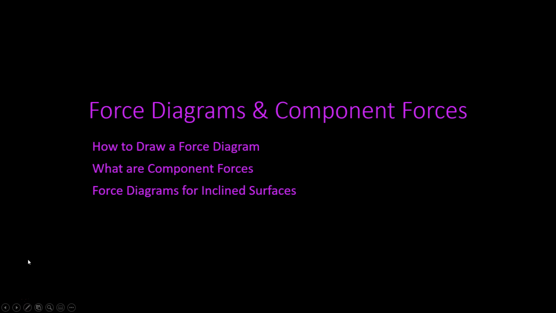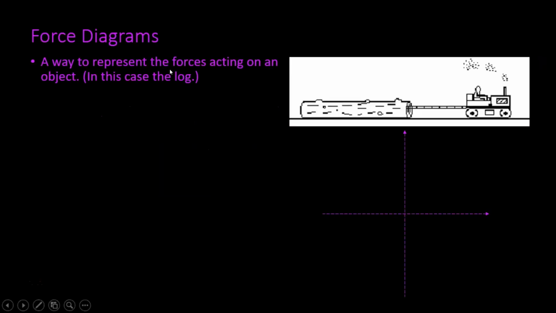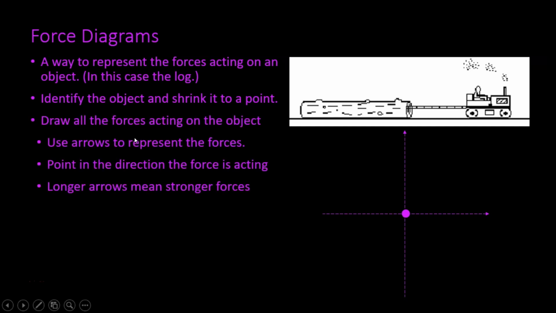Let's get started. Force diagrams are a way to represent the forces acting on an object. In this case, we're going to draw a force diagram on the log, and it's best to start with an XY axis. That's what these dotted lines represent. So the first step is to identify the object and shrink it to a point. So we're doing the log, and we're going to shrink it to a point, and we're going to stick that dot at the origin.